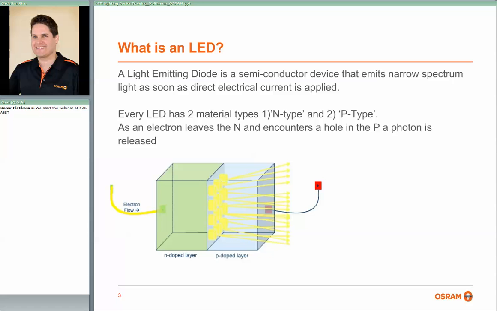So what is an LED? In its basic form, an LED is a semiconductor device that emits a narrow spectrum of light as soon as direct electrical current is applied. Every LED has two layers, an N-doped layer and a P-doped layer. As you pass current through the LED itself, the chip, the electrons pass through from the N layer and find holes in the P layer, and as they find these holes, a photon is released, and hence light is produced.